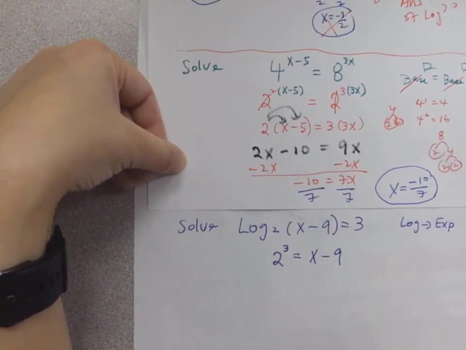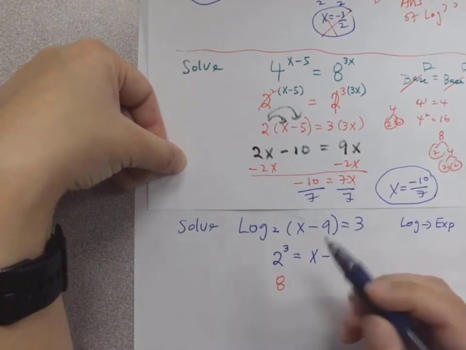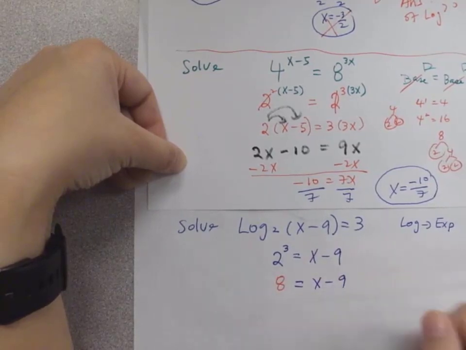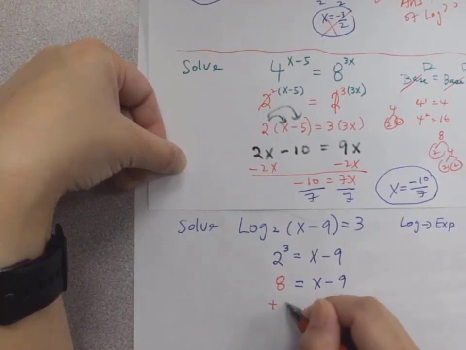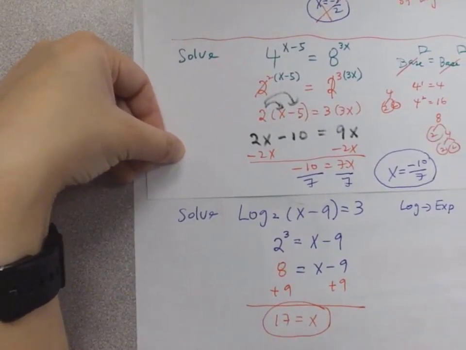So 2 to the third power is 8. And then add 9 to both sides. Okay, x minus 9, and then we want to add the 9. That's 17. So 17 equals x. Is it okay? Alright, so we have about 10 minutes.